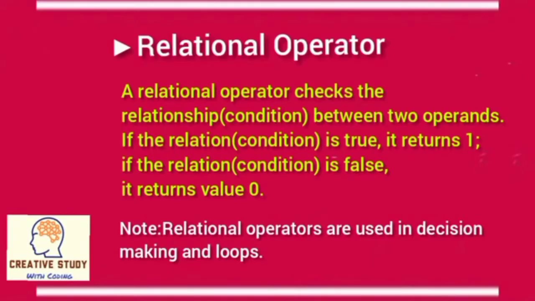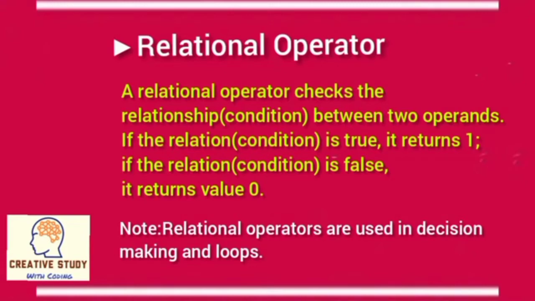Now let's see relational operators. A relational operator checks the relationship between two operands. If the relation is true, it returns 1. If the relation is false, it returns value 0. And these operators are used in decision making and loops, which we'll see further.